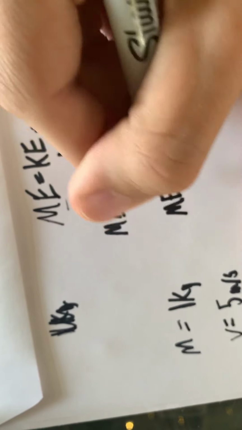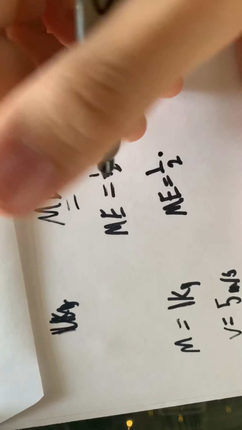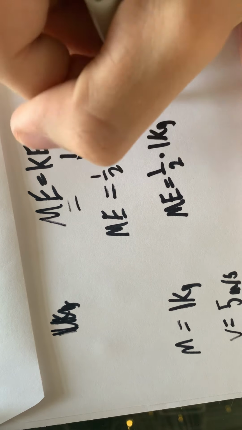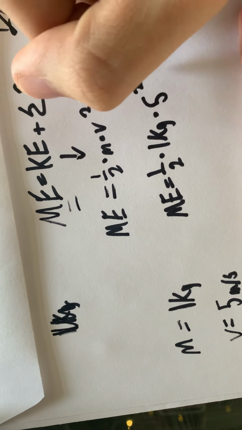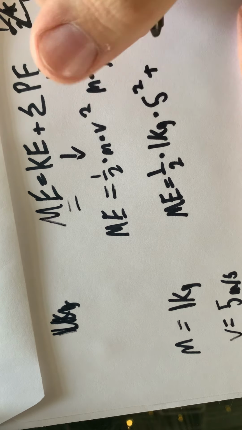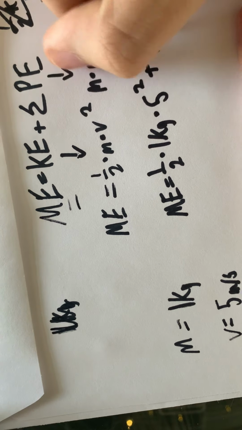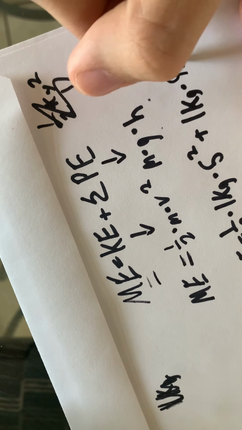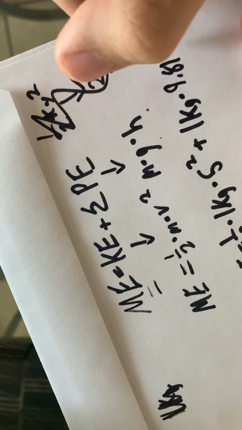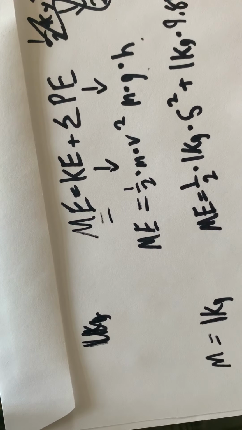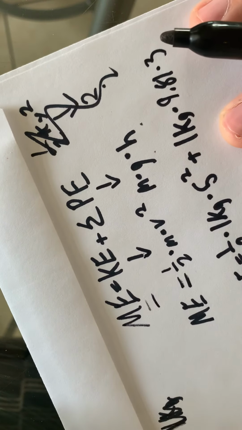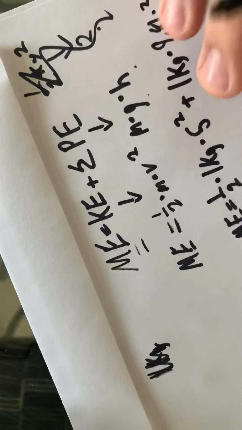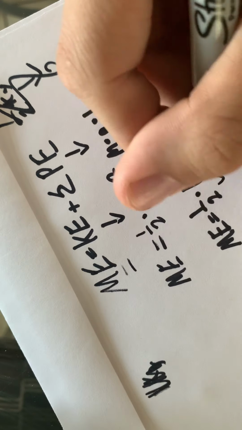So mechanical energy equals 1/2 times the mass, which is 1 kilogram, times the velocity squared, which is 5 squared. That's plus the potential energy, which is the mass, which is 1 kilogram, times the gravitational acceleration, which we all know is 9.81, as we all should, times the height, which is 3. So this equation right here, it's kind of long, will give us the mechanical energy. So now we can just solve it. Okay, get your calculators out. I'm not very smart, so this is going to take me a little bit.